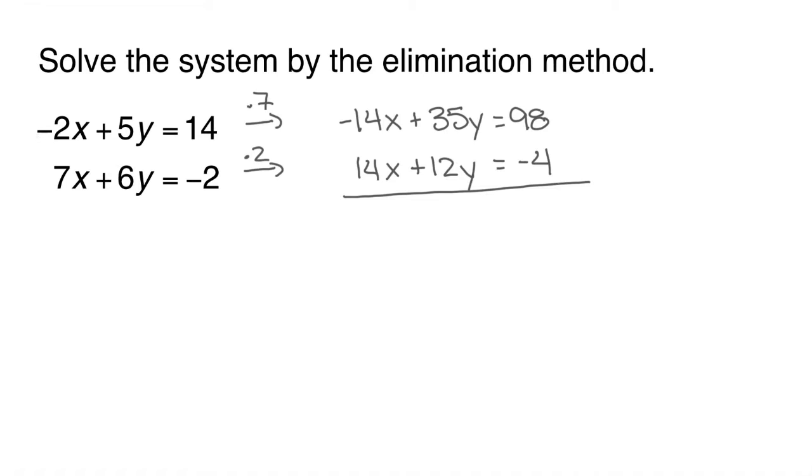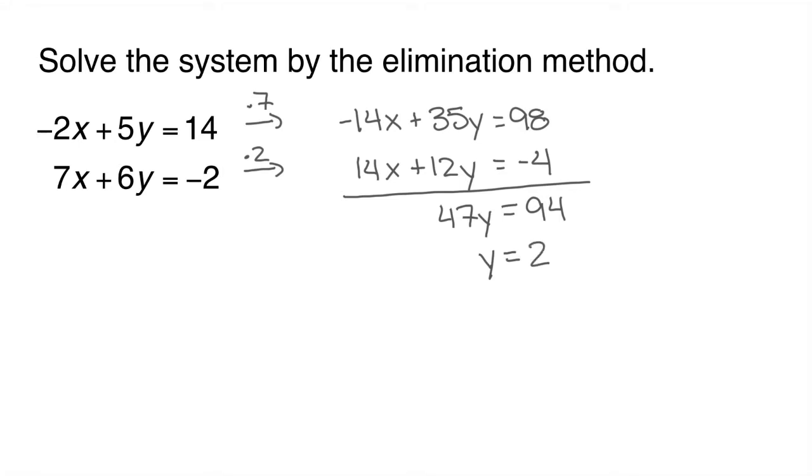Negative 14x plus 14x is 0. We've eliminated the x term. 35y plus 12y is 47y, which we have is equal to 98 minus 4, which is 94. Now we divide both sides of the resulting equation by 47 to find that y is equal to 2.